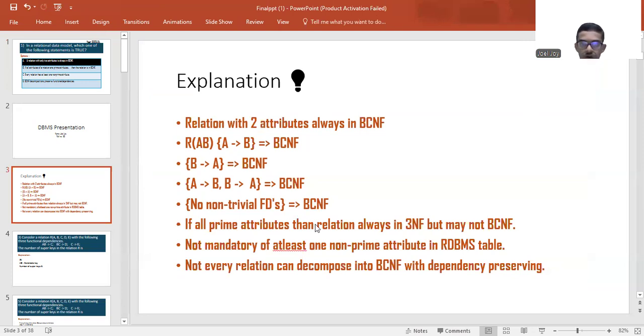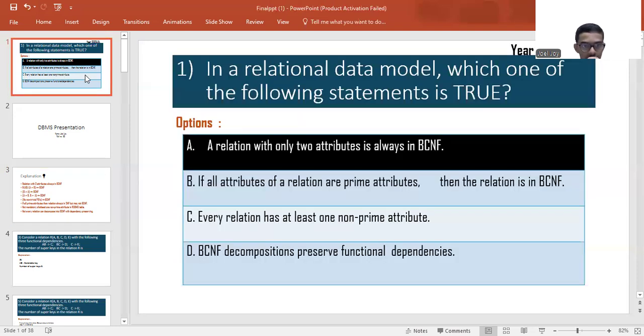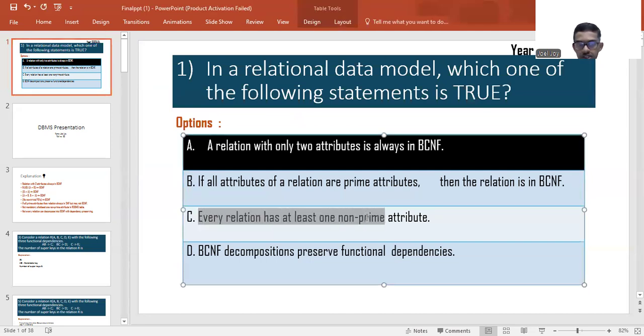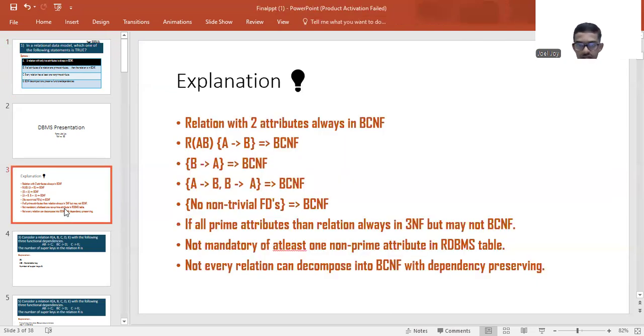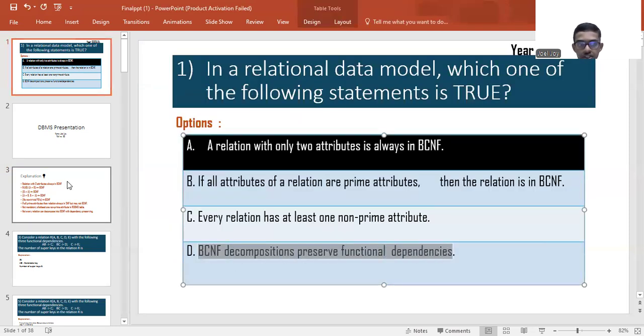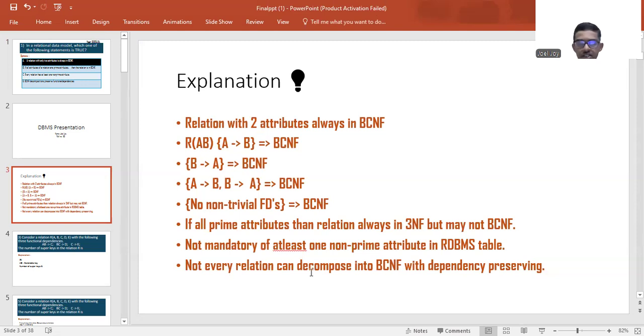And basically it says that if all are prime attributes, then the relation is always in 3NF, but may not be in BCNF, so the second option is not always correct. The next is not mandatory to have at least one non-prime attribute in an RDBMS. That is because it counters option C, which says that every relation has at least one non-prime attribute, which is not the case when it comes to RDBMS. And the last option says that BCNF decompositions preserve functional dependencies. And here it says that not every relation can be decomposed into BCNF with dependency preserving.